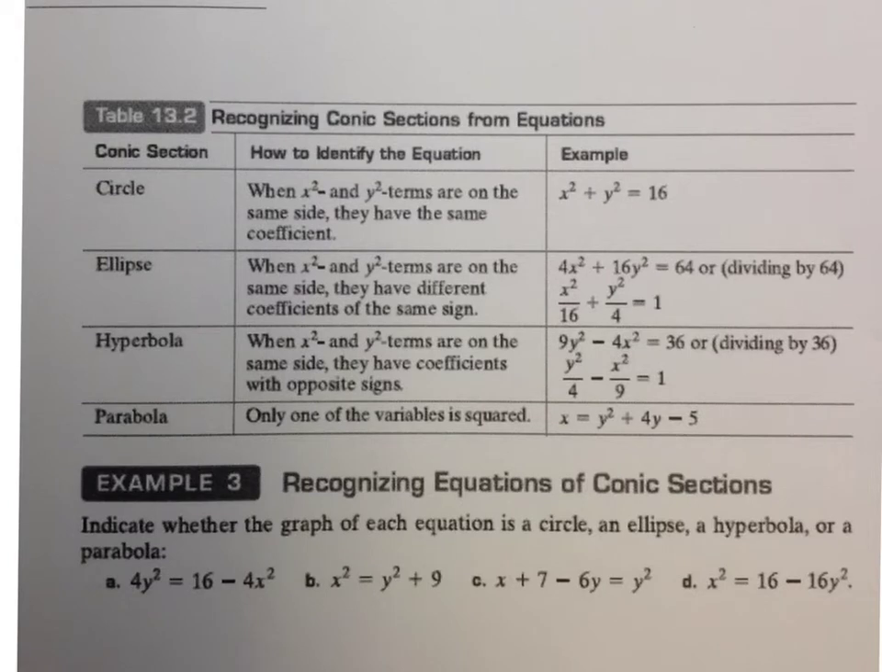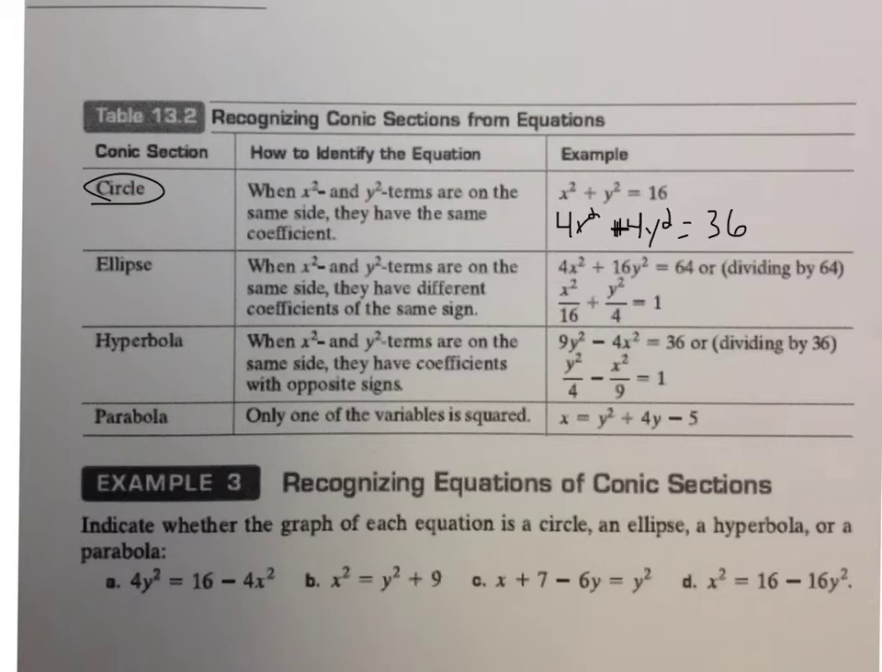It says, recognizing conic sections from equations. A circle. If you have a circle, you can tell by when you have x squared and y squared on the same side, so you're going to have to get them on the same side of the equation here. If they have the same number in front, and so this one has ones in front, these coefficients are ones, but it might not be ones. You could have something like 4x squared plus 4y squared equals 36. It doesn't matter. If you have the same number in front and you have an addition here, then you have a circle.